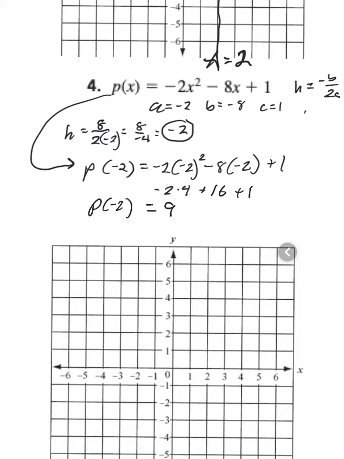So that's going to be my vertex. My vertex now is -2, 9. Left 2, and up 9 is, oh goodness, let me see if I can move this a little bit.